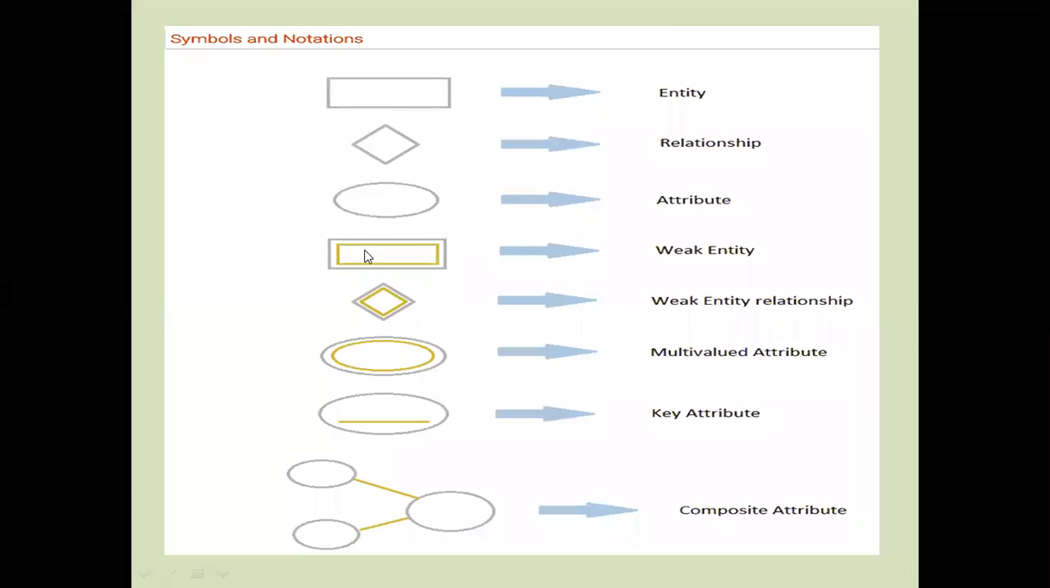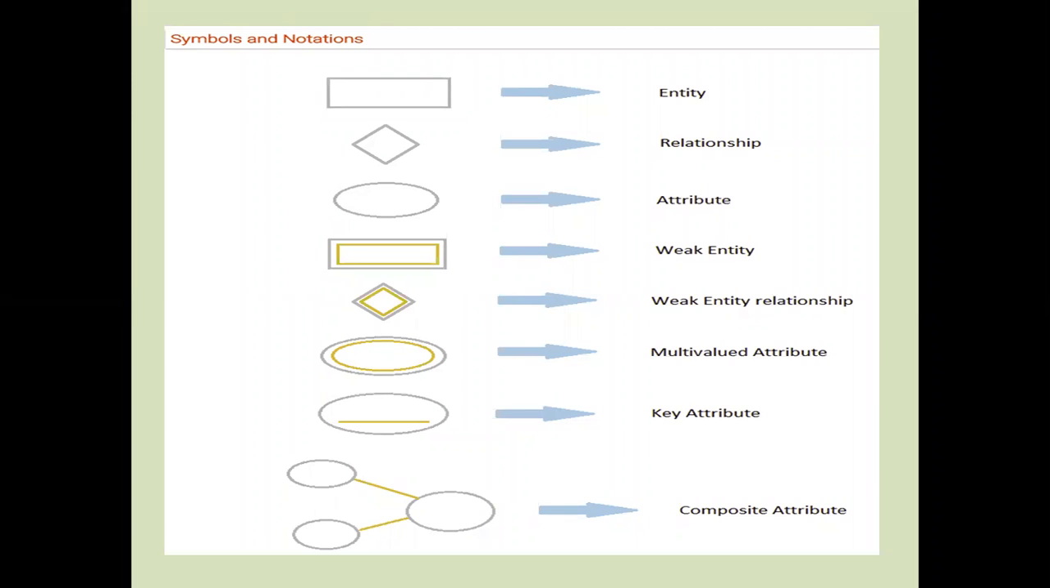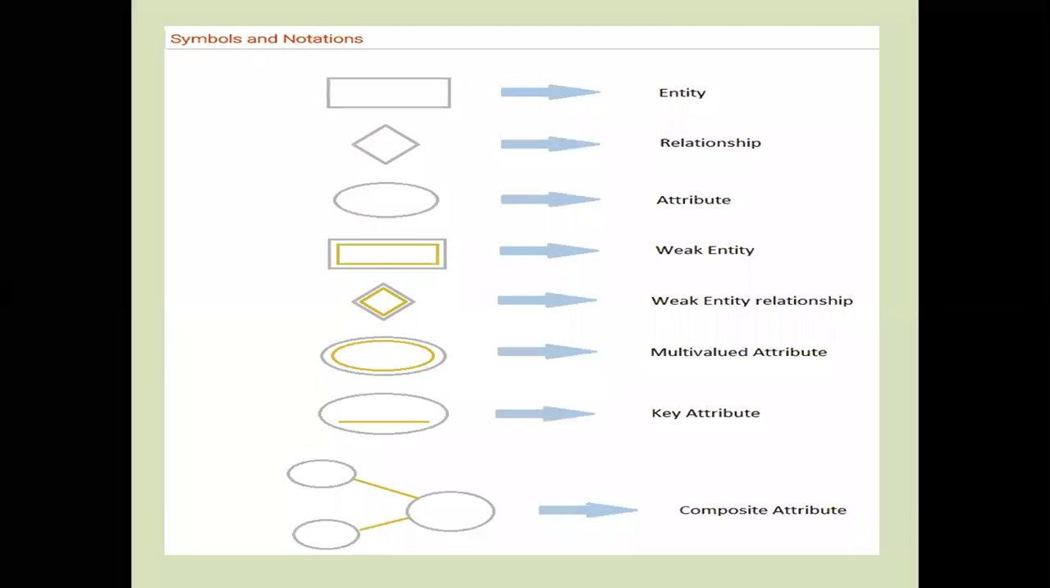A composite attribute is represented like this, which means one attribute is divided into several attributes. For example, a name can be divided into first name, last name, middle name, and so on. If we represent double lines of the ellipse, it is a multi-value attribute, which means it can receive more than one value for a single attribute. For example, for a contact number or an address we can give more than one, but for age, name, or number we can't give more than one.